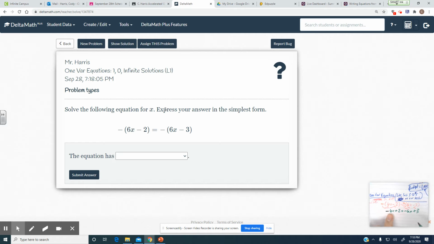And guys, look at this. Same variable with the same number, but a different regular number. Watch what happens. We add 6x over. That cancels. That cancels. You're left with 2 equals 3. But that's not true. That's because the left side will never equal the right side. No way. And so this is a no solution.